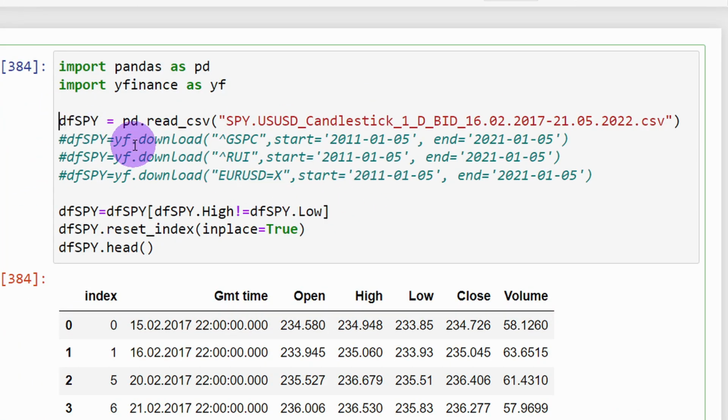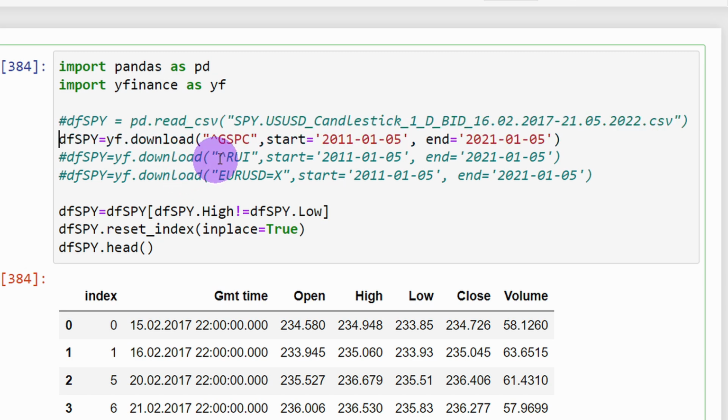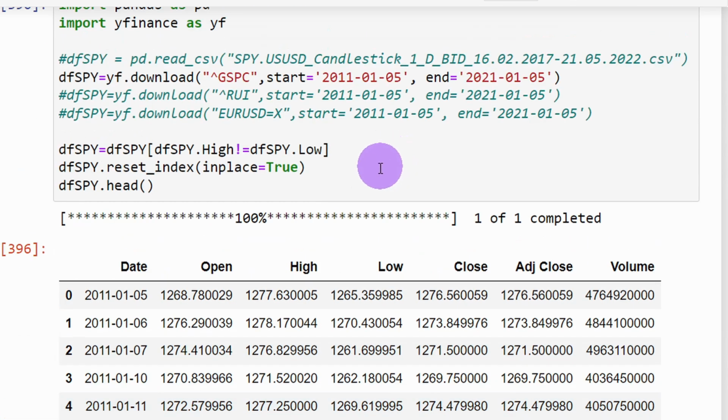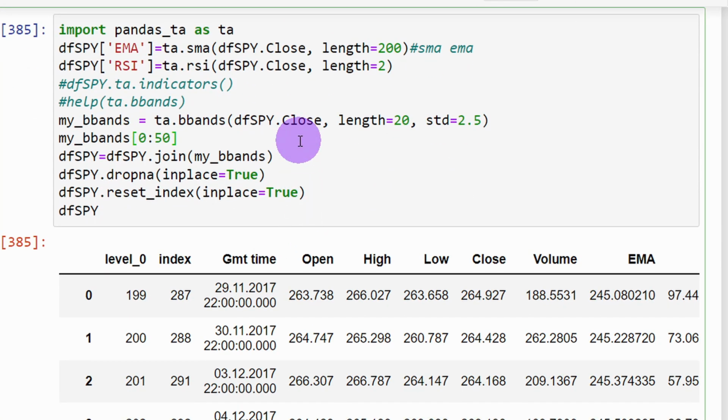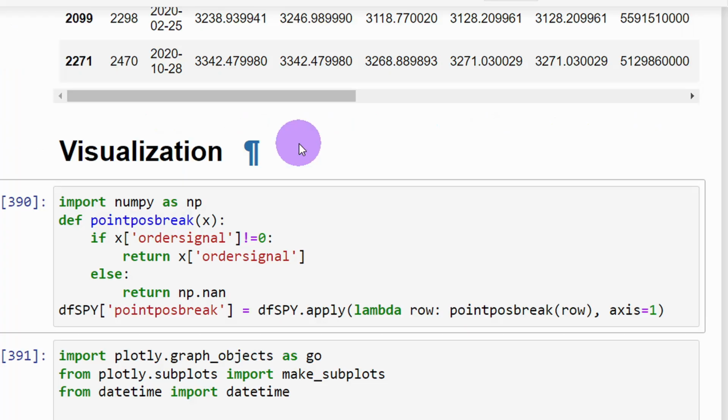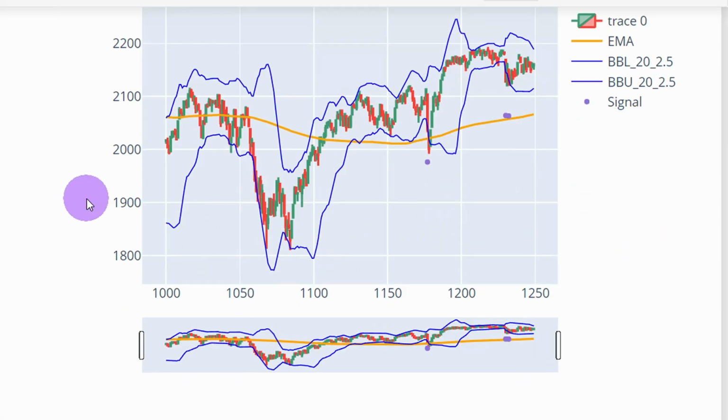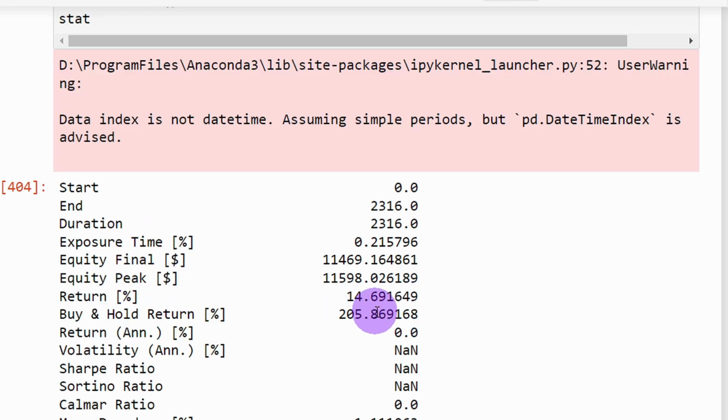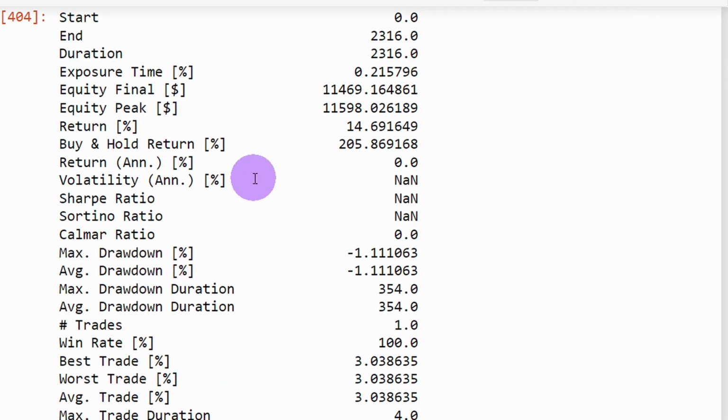So I'm going to comment this line, and I'm going to use the Y-Finance package to download data from 2011 to 2021. So this is 10 years of data. I'm going to run this, going to download the data, and we have to go through the whole notebook again, just to see if things are working. And now we've got 14% of return in total.